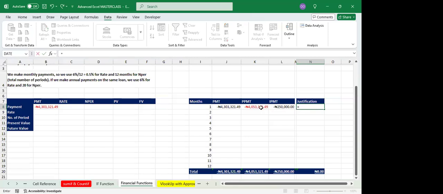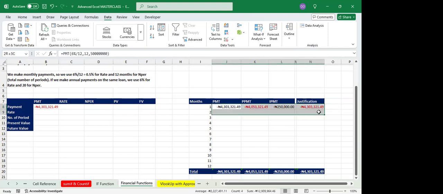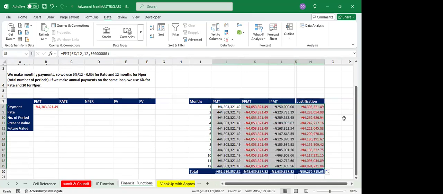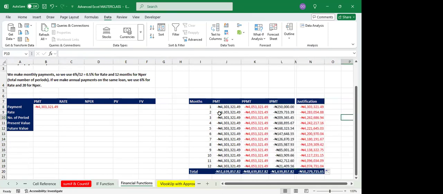So at the end of the day, if I add the PPMT and the IPMT together, it should give me this amount. You can see that they are both correct. So that's the justification that this plus this is equal to this PMT. I hope you understand. And for the other months, if I drag down for every other one, on the second month, February for example, I'm still going to pay the same amount.